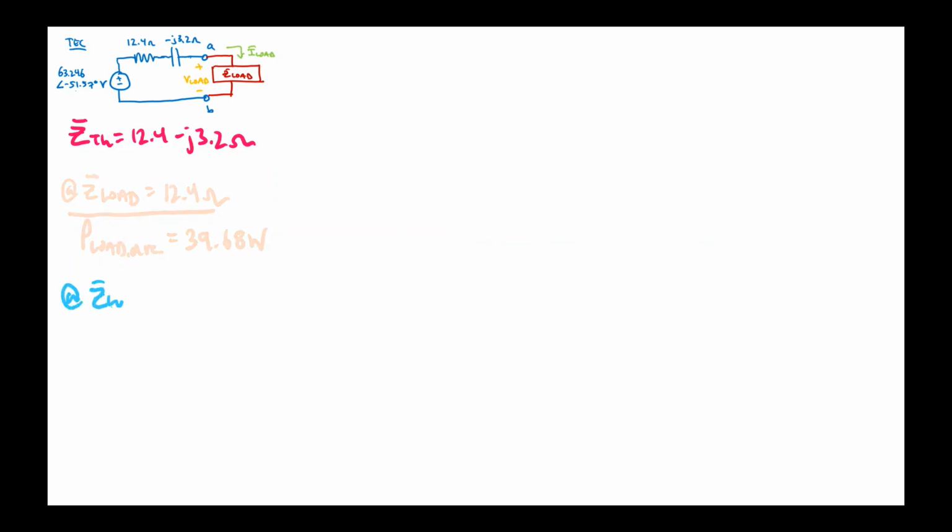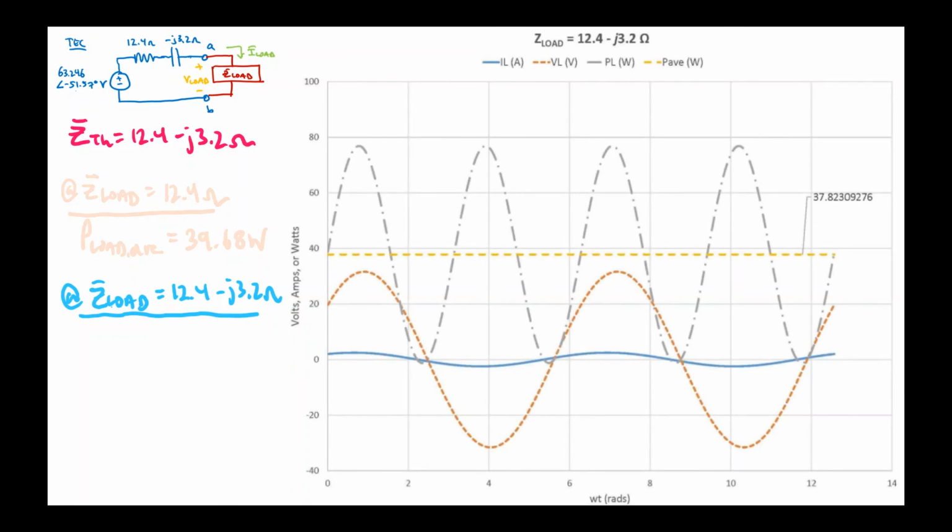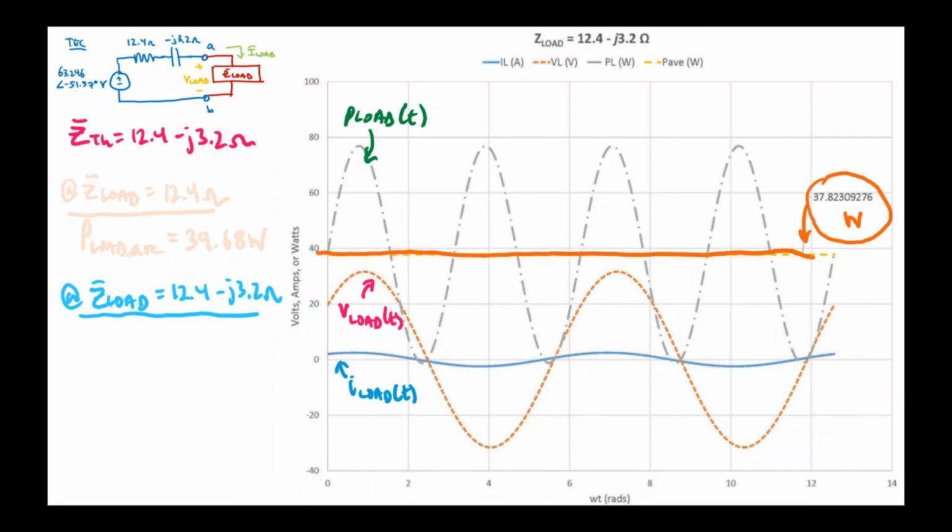Now let's consider what happens in the second case if I set Zload equal to the Thevenin impedance. That is, Zload equals 12.4 minus j3.2 ohms. We can plot those voltages and currents like so, which we already calculated, and again we see Vload of t and Iload of t, which are different values than before. Multiplying them together, we get the power as a function of time. Again, it's going up and down, and we can track its average, and this time we can see that the average is actually lower. It's 37.82 watts.